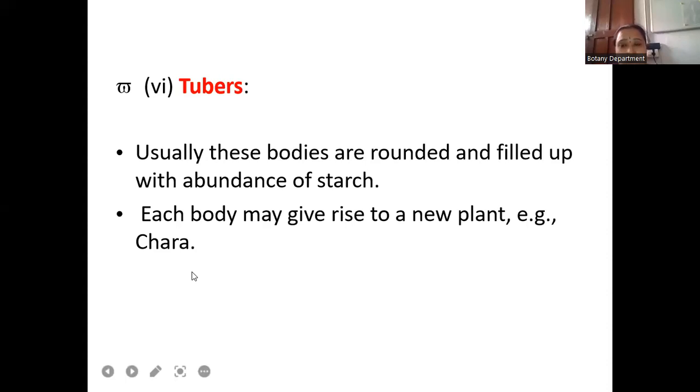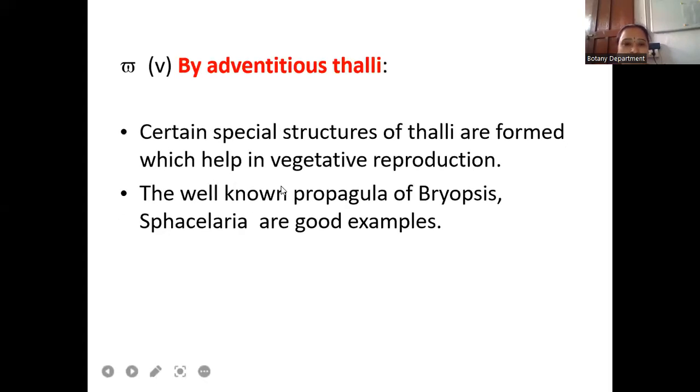That is one type of reproduction in Chara, and these tubers form the new Chara plant. The tubers contain amylum starch.